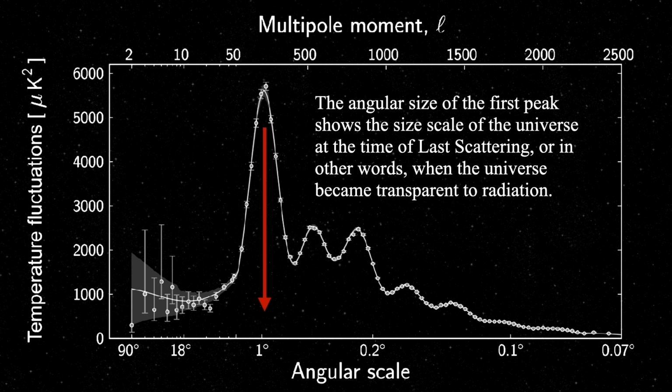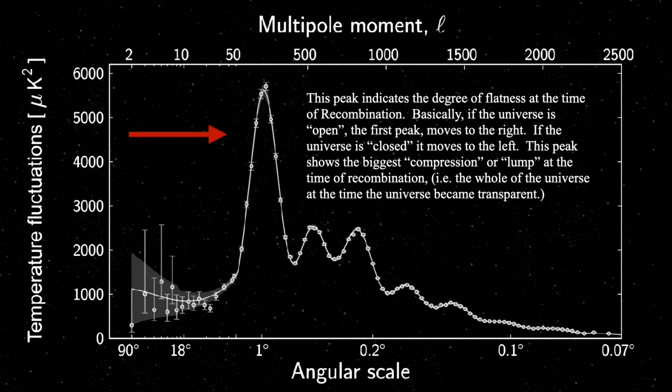So we now know that there's lots of universes that are very similar to ours way out there, and they all had the same size of last scattering. So the degree of flatness, the peak and the degree of flatness. If the universe was open, the peak moves to the right. If the universe was closed, it moves to the left. And this peak shows the biggest compression or lump at the time of recombination. The whole universe became transparent. So we can predict whether the universe is an open or closed universe in terms of geometry by where this peak occurs, left or right.